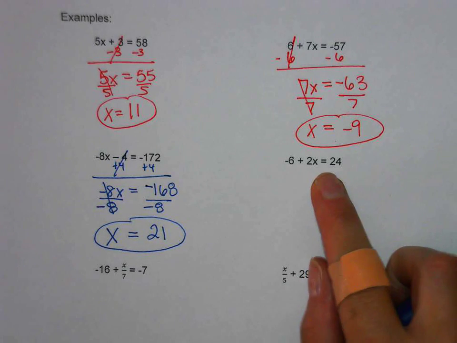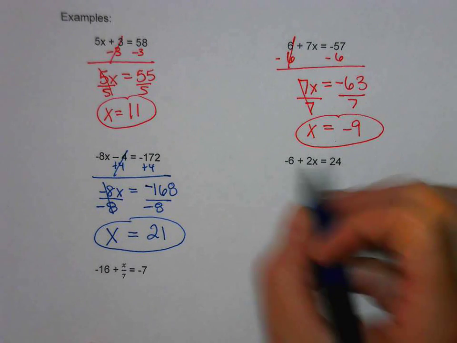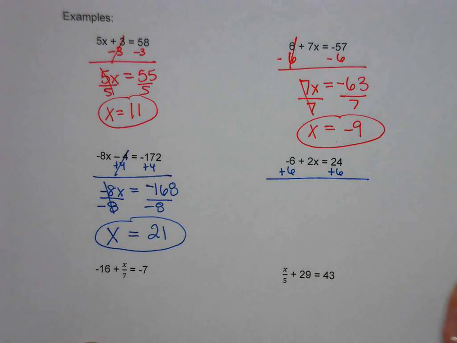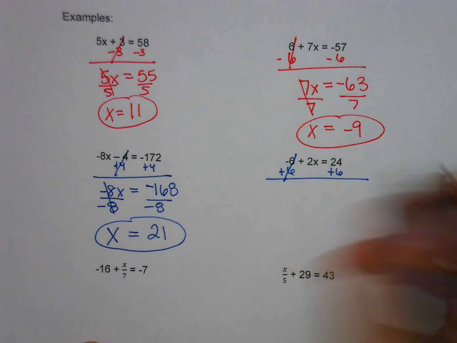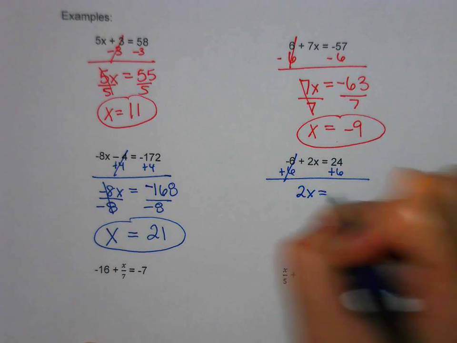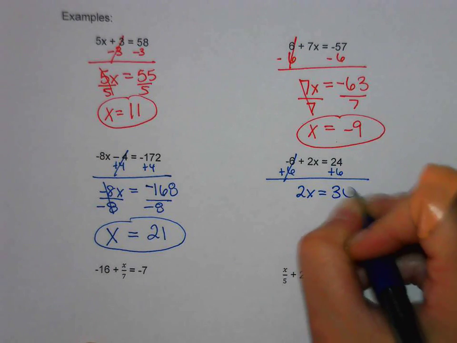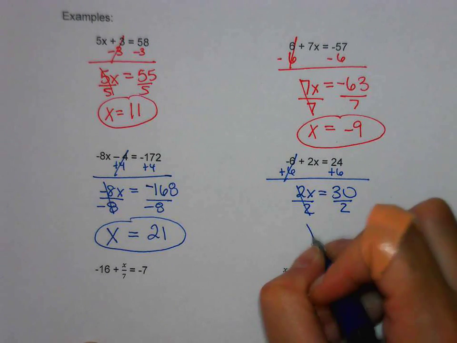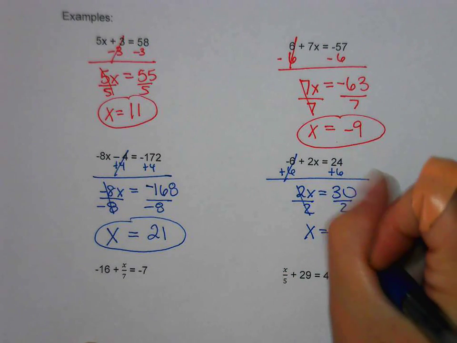So for the fourth example, we're adding a negative 6. So we want to add that 6 to both sides. So negative 6 plus 6 is 0. So 2x equals 24 plus 6 is 30. So the last step would be to divide both sides by 2. So x equals 15.